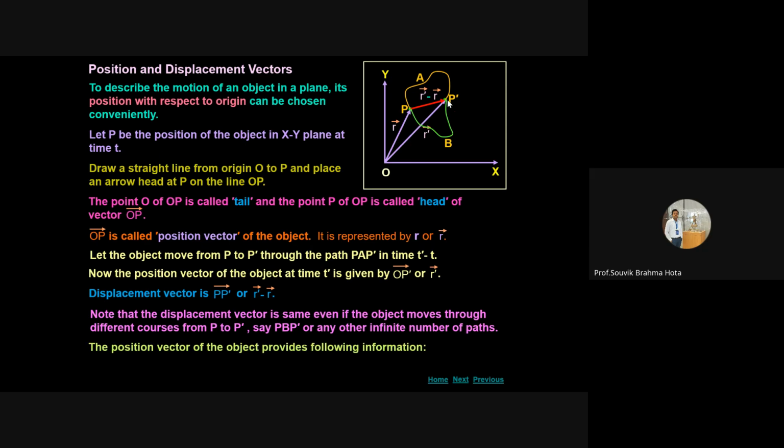The position vector of the object provides the following information. What information will it provide? First, it gives the straight line distance of the object from the origin. Then it gives the direction of the object with respect to the origin.